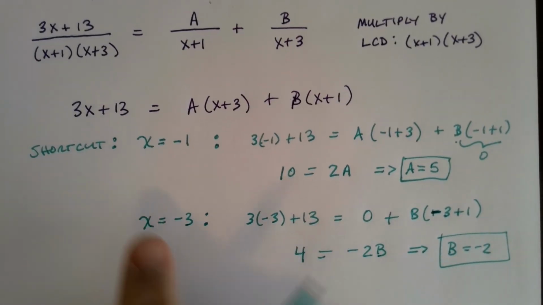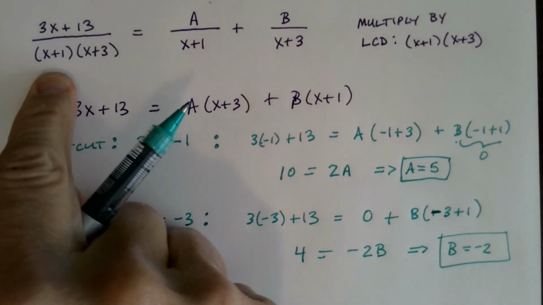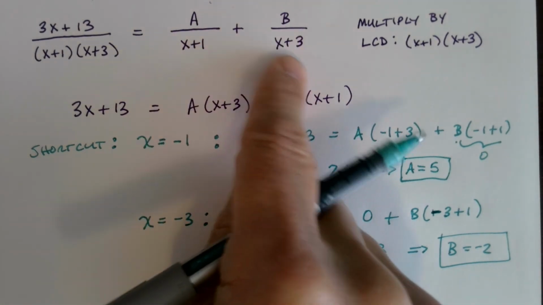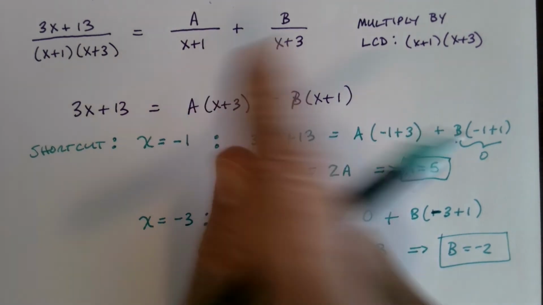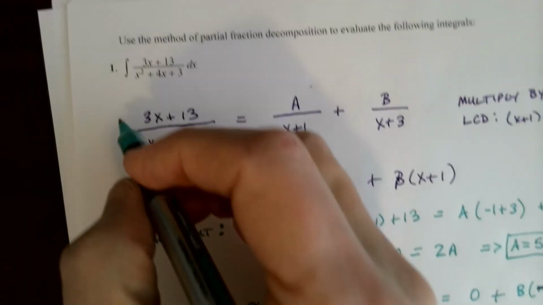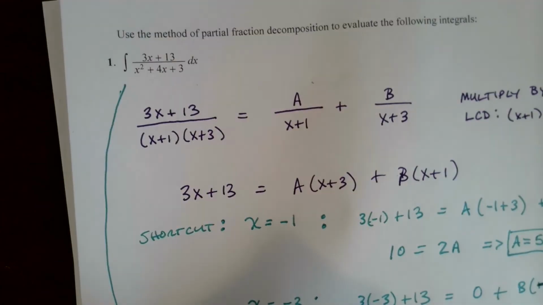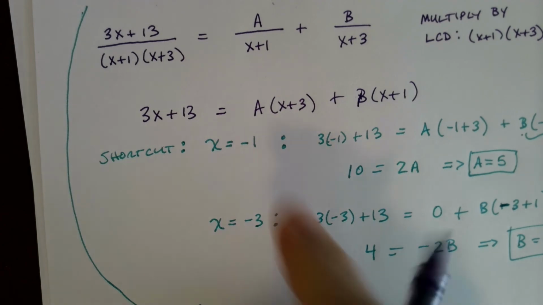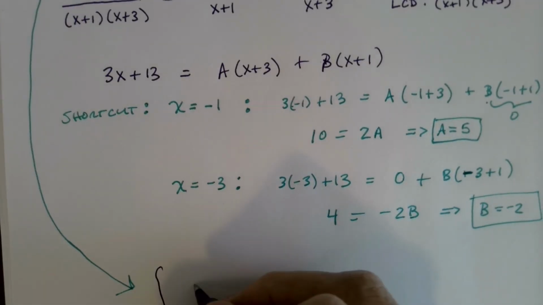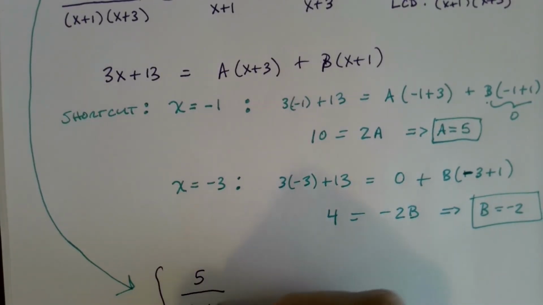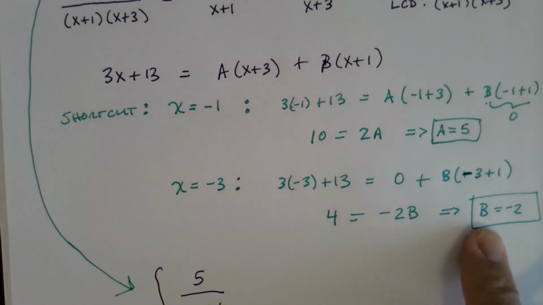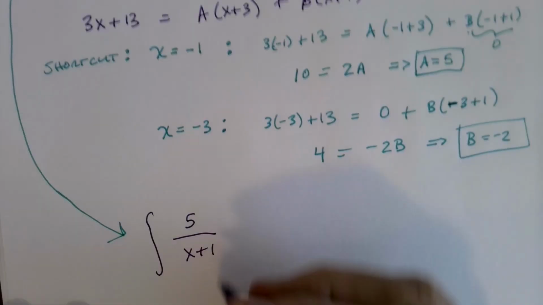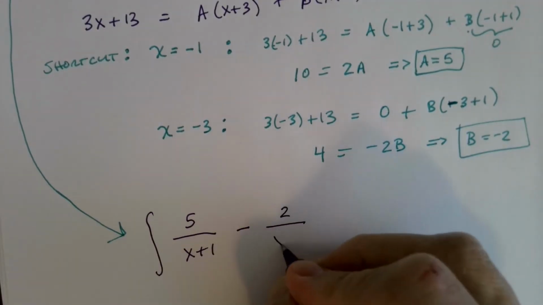So now I know the partial fraction decomposition. The way to break this up is what? 5 divided by x plus 1 plus -2 over x plus 3, right? And that's the way I'm going to write it. So I'm now going to come back and write this as the integral of a, which is 5 over x plus 1, plus b, which is -2, I'll just write that as -2 over x plus 3.